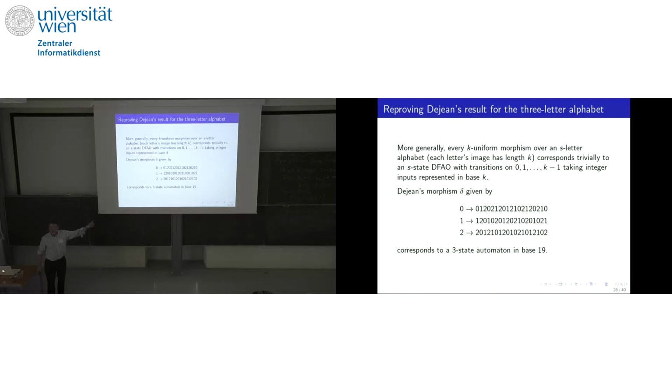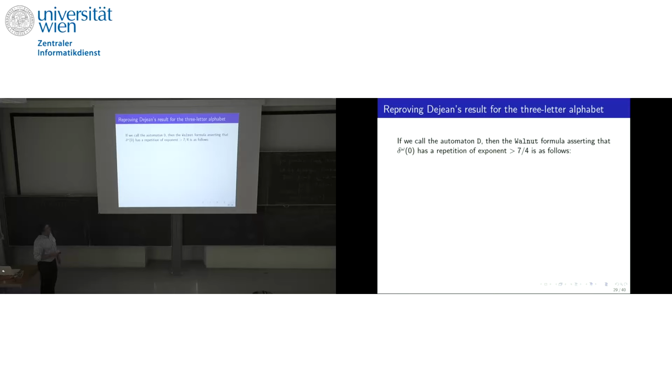So we can translate this into an automaton. It turns into a 3-state automaton in base 19. Okay, so we can easily convert that into an automaton. Let's call this D for Dejean. And then we need a formula asserting that there are no repetitions, asserting that there's a repetition of bigger than 7/4. And here's the formula.